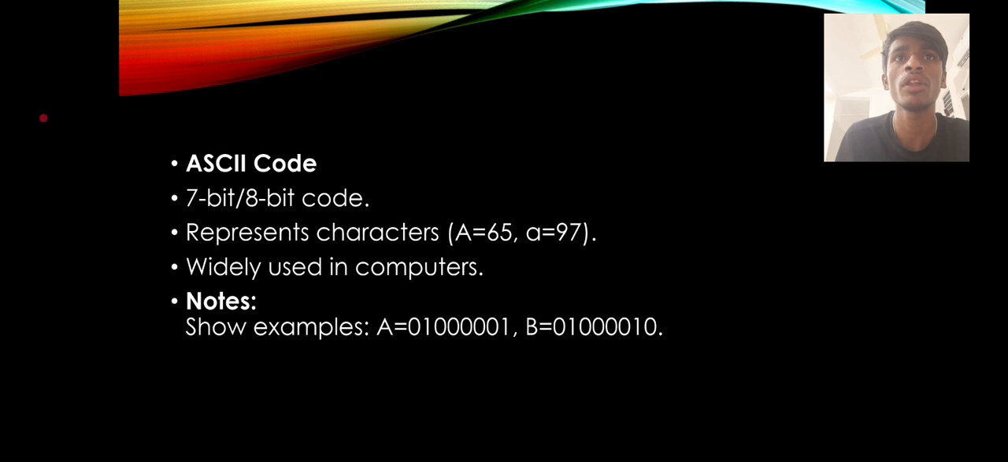Now I would tell about the EBCDIC, Extended Binary Coded Decimal Interchange Code. It is another character encoding. Mainly it is used in IBM systems. These codes are essential for text processing and communication.